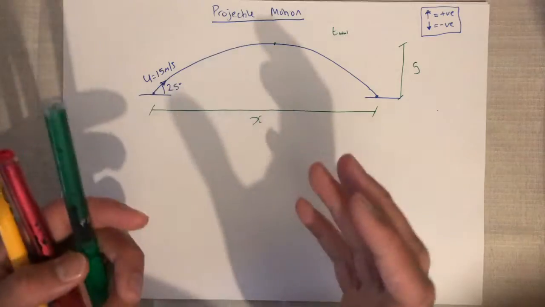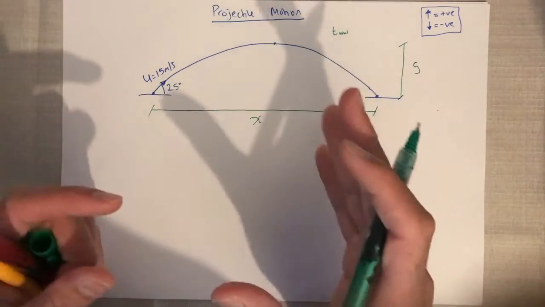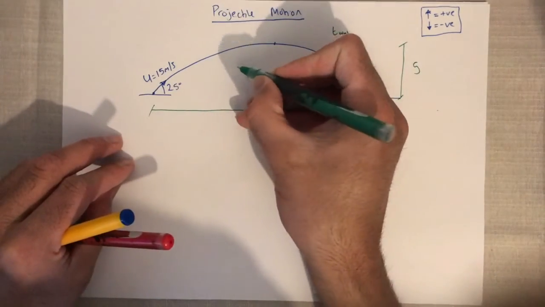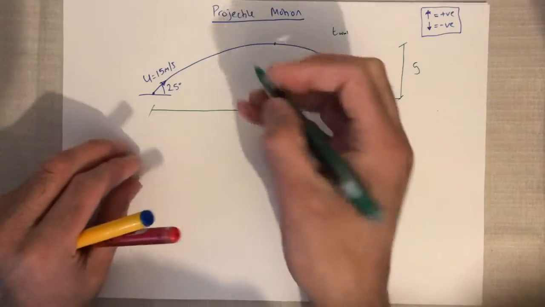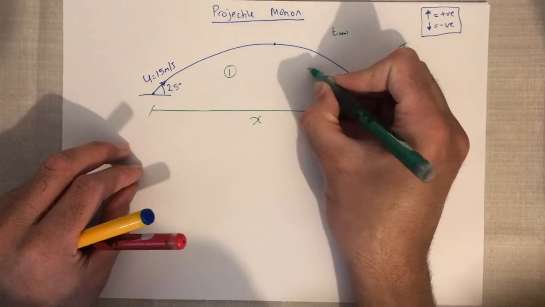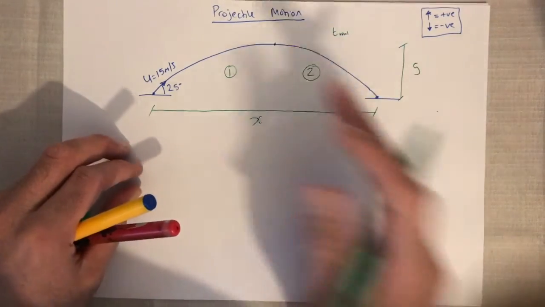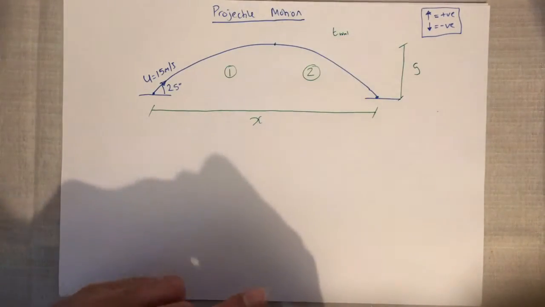Obviously you can tell straight away that this problem has got two different parts, and they are a reflection of one another. It's just everything is flipped over on the other side. So this is part one of the journey, and that's part two of the journey. We're going to analyse both parts of this.